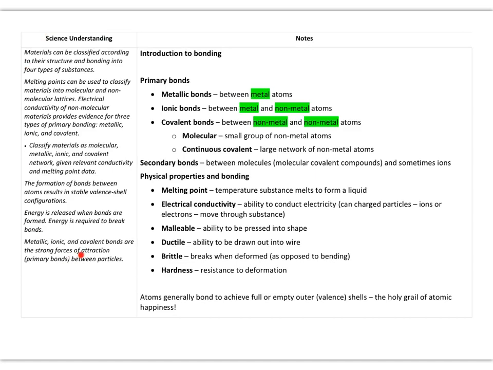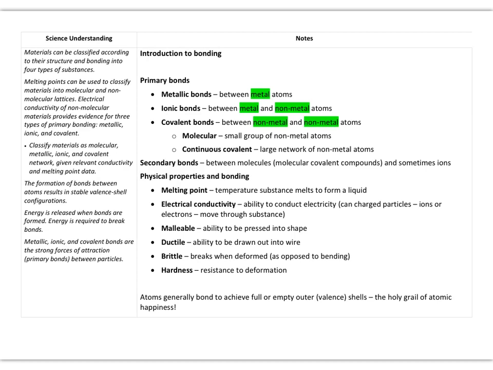So as usual we have our science understanding here on the left, and that goes through what the subject outline for stage 1 chemistry tells us that we need to know. So use that as a bit of a checklist as we go through this, that you're understanding the concepts. So firstly, in this first video we're really just going to do a bit of an introduction to bonding. And as I said before, we're going to look at primary bonds.